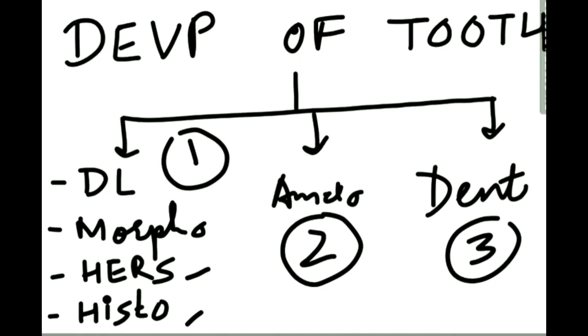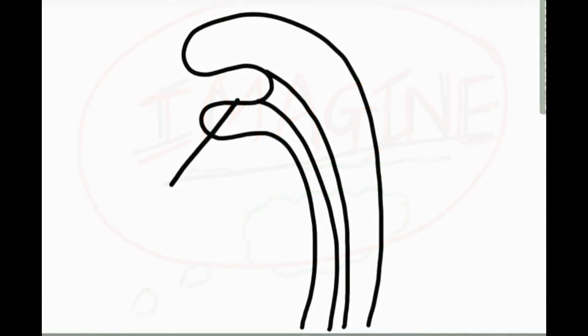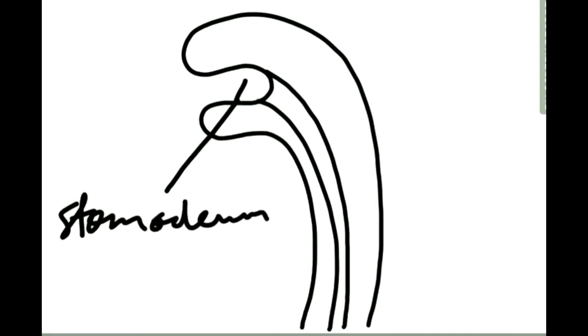So let's begin. Development of tooth comes under dental embryology. Now, dental embryology may be difficult for some people. Only thing is, build your imagination. The more you imagine, the more easily you will understand. So let's imagine a developing embryo. This is the developing mouth of the embryo and it's called the stomodeum. And this is the developing gut of the embryo, which is called the foregut.